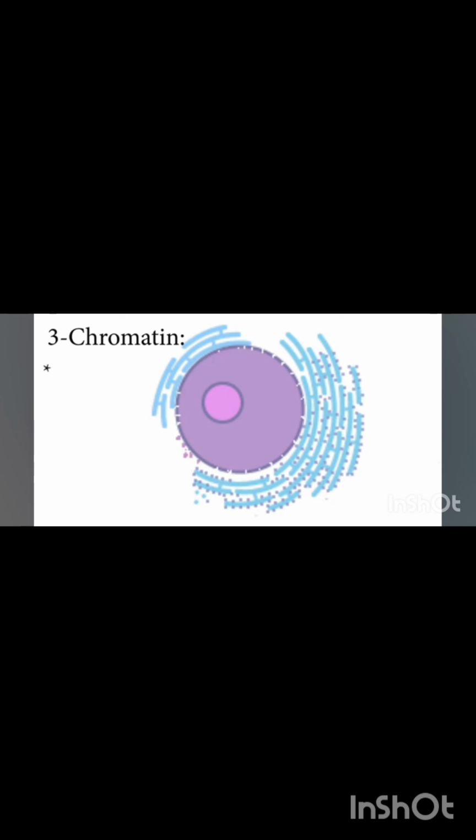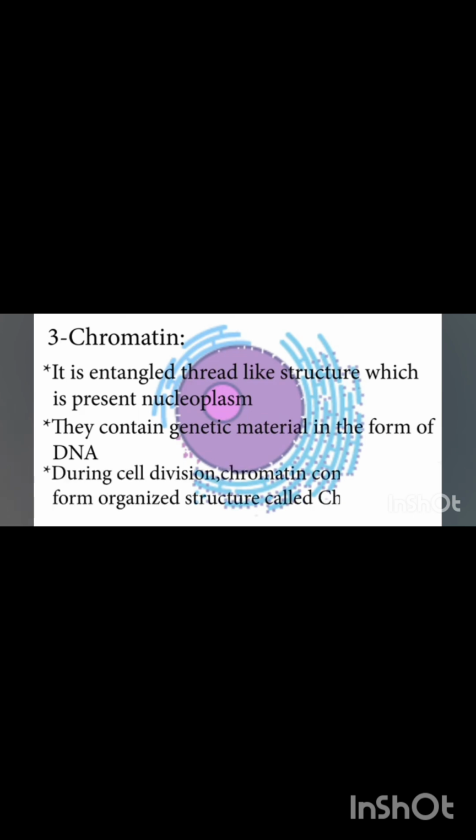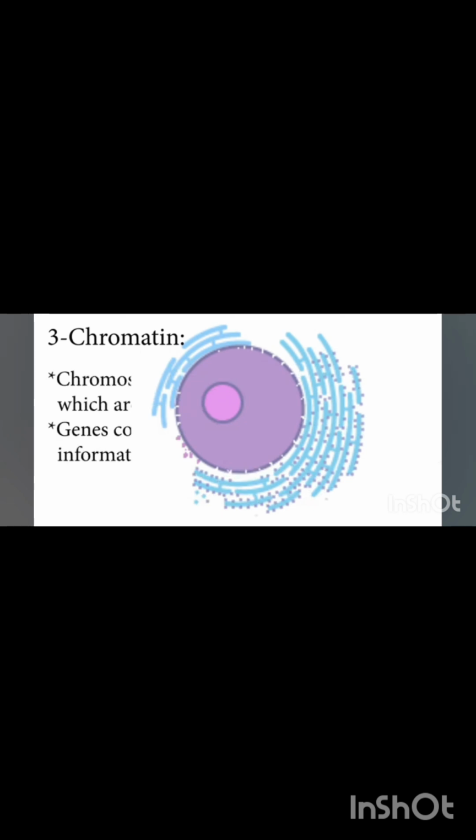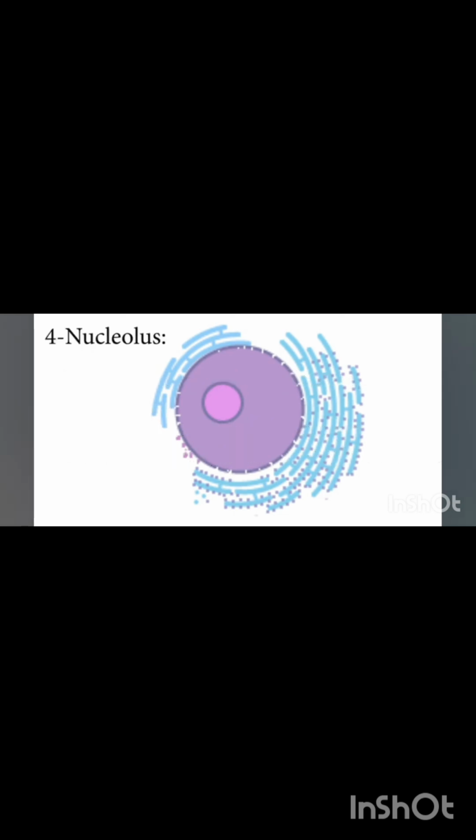The other part is the chromatin reticulum. The chromatin reticulum is entangled thread-like structures present in the nucleoplasm. They contain genetic material in the form of DNA. During cell division, chromatin condenses and forms organized structures called chromosomes. Chromosomes contain small segments which are genes. Genes contain DNA which carries genetic information from parents to daughter cells.